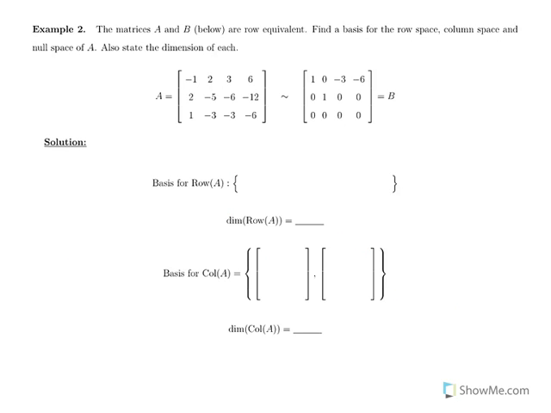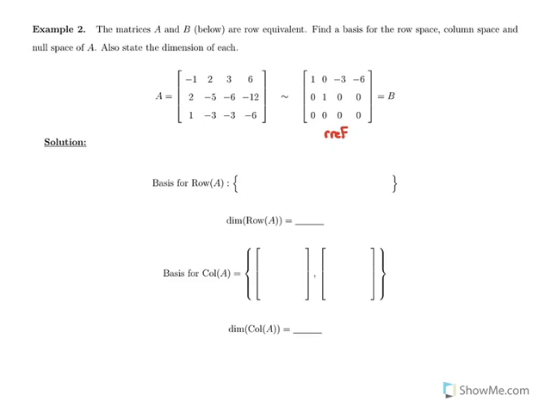So here's an example. We have two matrices below, A and B. They're row equivalent, and we know that this is going to be the row reduced echelon form of the matrix A. We're going to find a basis for the row space, the column space, and the null space of A. And if we can do that, we can quickly state the dimension of each of those. So if we find the row reduced echelon form, that's going to give us most of the information that we need to find these bases.